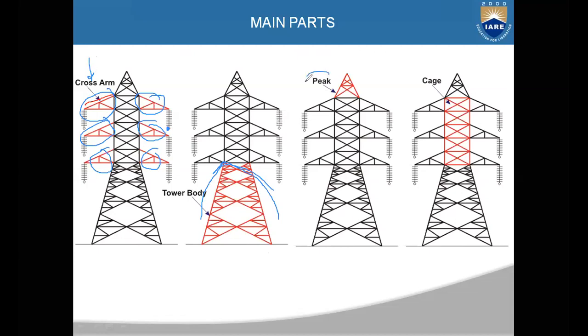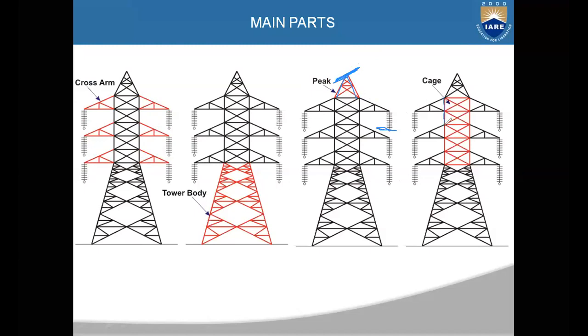Then you will be having the peak here. So why this peak? This peak is used to maintain some distance between your ground conductor and your cross arms or other conductors. Here generally you will place the ground conductor, right? This peak will make the ground conductor be at some distance from your line conductors. Your line conductors will be here, so it will maintain some distance between ground and your conductor.